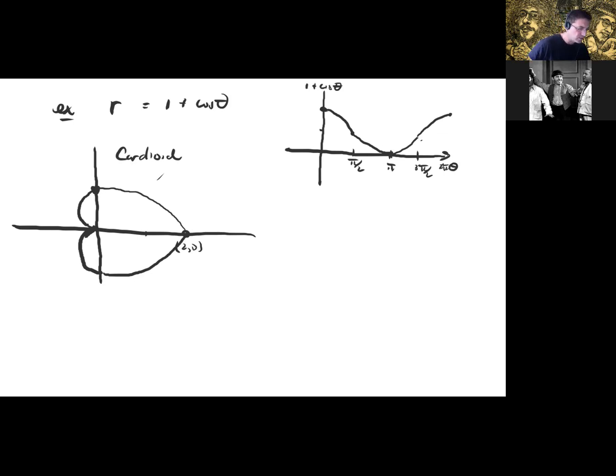Okay, let's do another one like that. So let's do the example of r equals cosine of 2 theta. I want to, again, do the same thing I did before. I want to consider the theta axis and cosine of 2 theta vertically. And I didn't draw that very well.